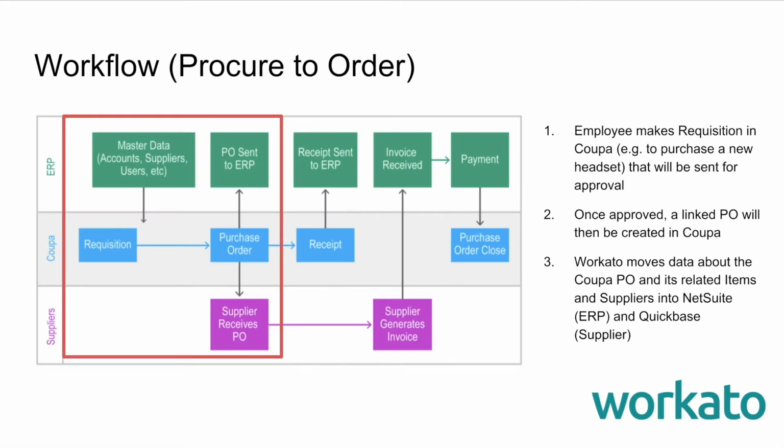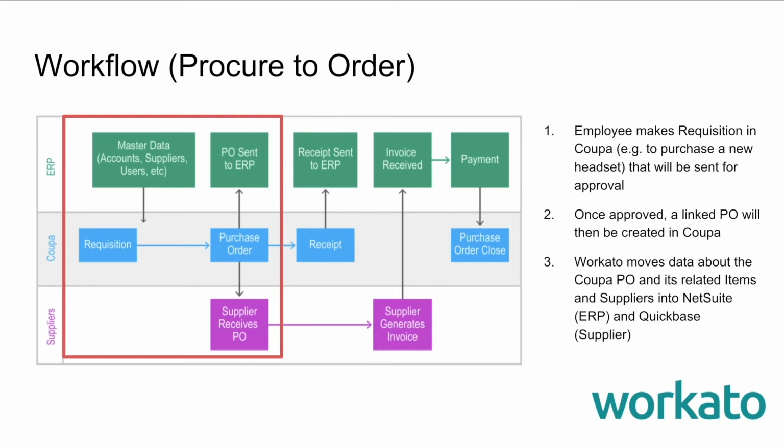Okay, moving on. Here's the workflow that we'll be following for the integration process. Firstly, we'll start off with an employee making a requisition. A requisition is like an employee purchasing a headset on Coupa. They can just click on the quantity of headsets that they want, add it to a cart, and then create the requisition from there. Once the requisition is approved by their supervisor, Coupa will convert it into a purchase order.